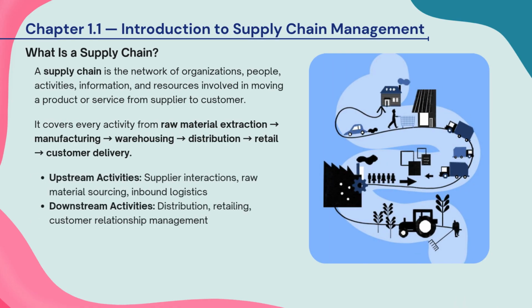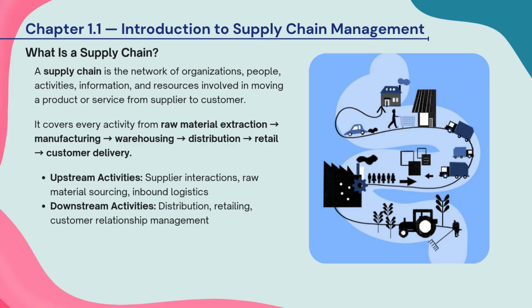The main focus is on creating value across the entire supply chain. This slide explains what a supply chain is: a network of organizations, people, and processes that move a product from supplier to customer. It includes every step from raw material sourcing to manufacturing, warehousing, distribution, and delivery. Upstream activities focus on suppliers and inbound logistics, while downstream activities involve distribution, retail, and customer management. Understanding these flows helps improve efficiency and customer satisfaction.